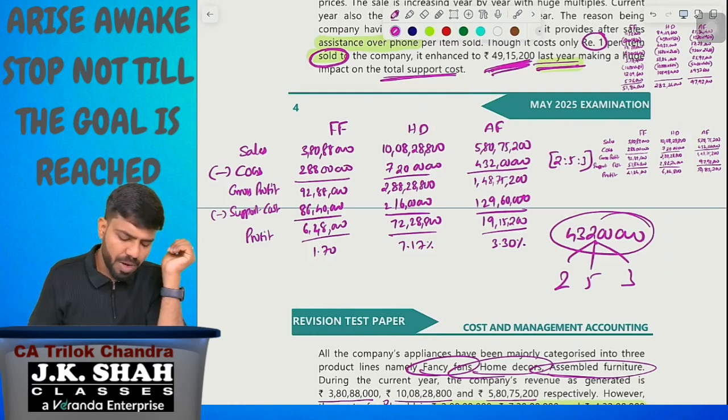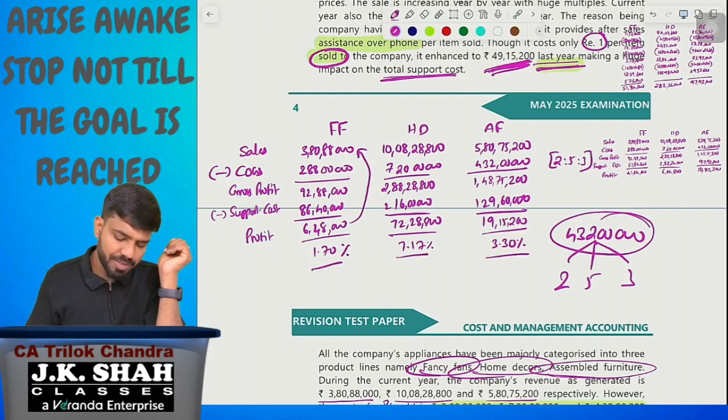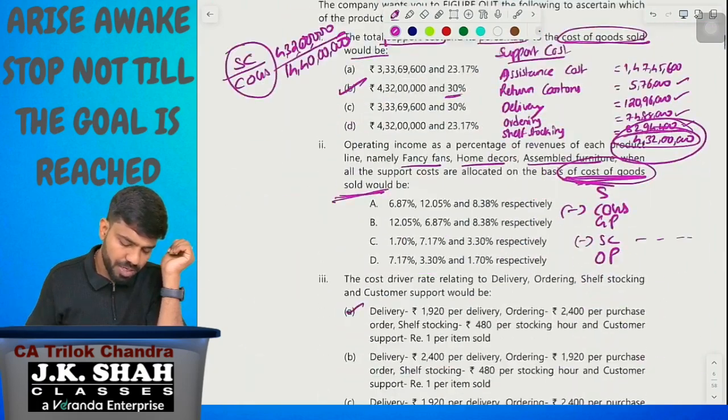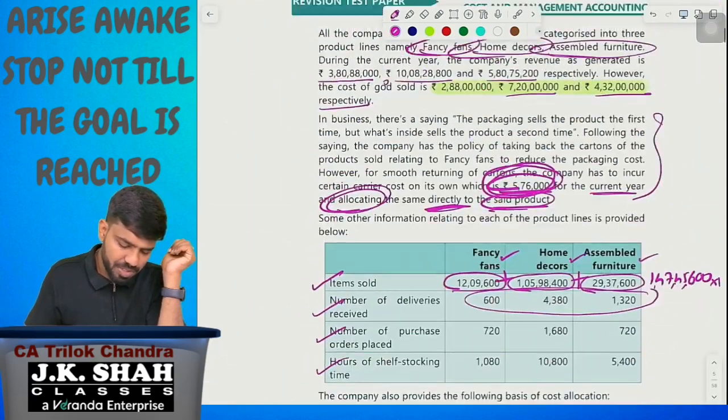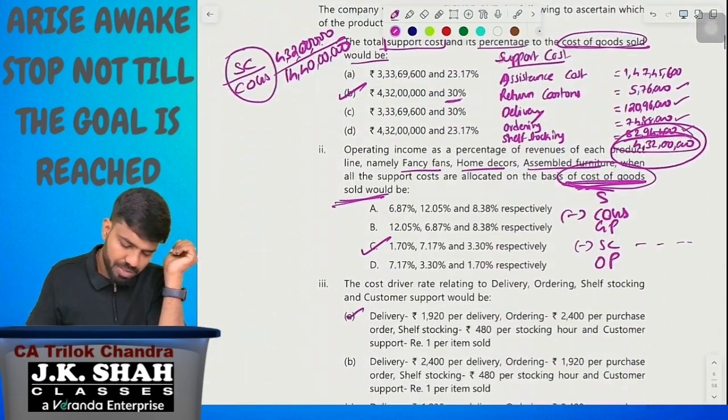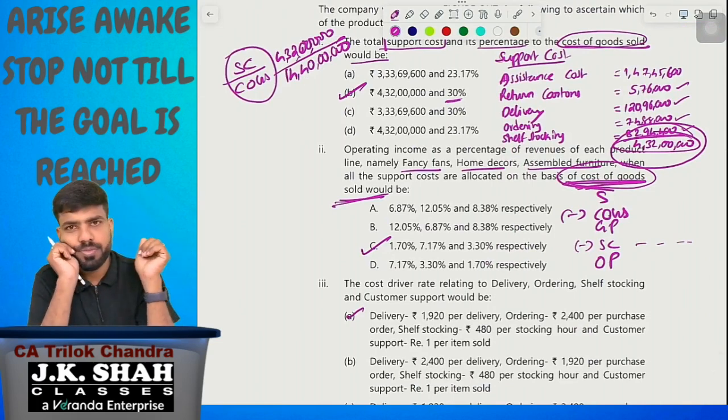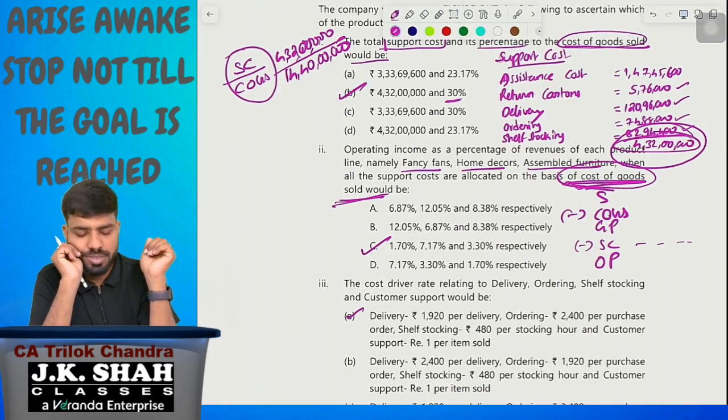So now we'll get the profit. Profit is 6 lakh 48,000, 72 lakh 28,800, 19 lakh 15,200. As a percentage, 6 lakh 48,000 divided by 3 crore 80 lakh 88,000 into 100, 1.7%, like that 7.17%, 3.30%. So which answer is suitable? Look at here. They're asking just percentages. According to percentage, answer is C: 1.70, 7.17, 3.30. Correct. Answer is C. Have you understood this? Okay, next.